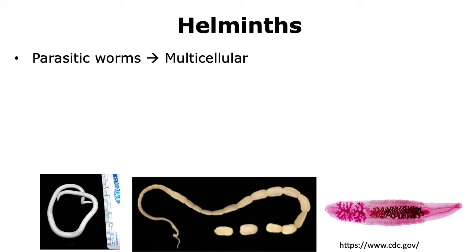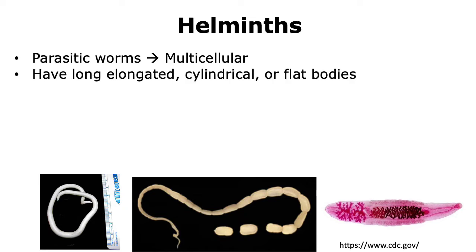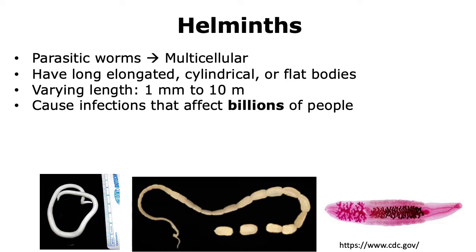Helminths are multicellular parasitic worms that can have long, elongated, cylindrical, or flat bodies. They come in a variety of lengths from about 1 millimeter to 10 meters. They're known to cause infections that can affect billions of people around the world.